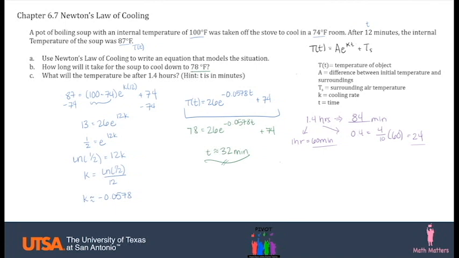So then we're going to plug this in. We have T of 84 equals our 26 times e to the negative 0.0578 times t, which in this case is 84, plus our T sub s, which is 74. If we plug this into the calculator, we get that T equals 74 degrees Fahrenheit. Again, this is rounded to the nearest whole. So after 1.4 hours or 84 minutes, our temperature is 74 degrees.